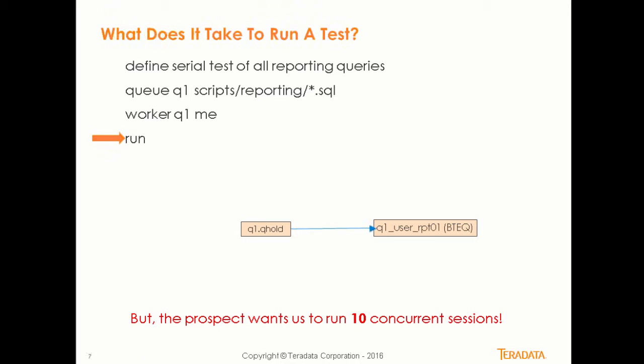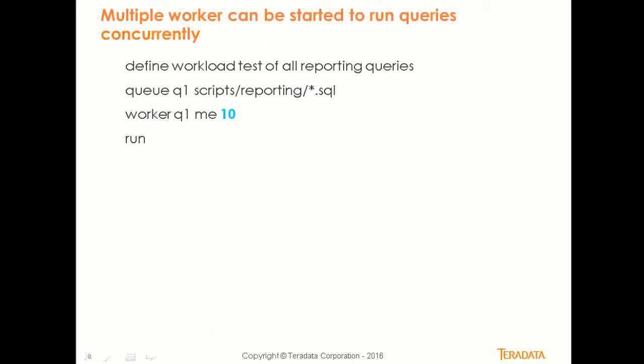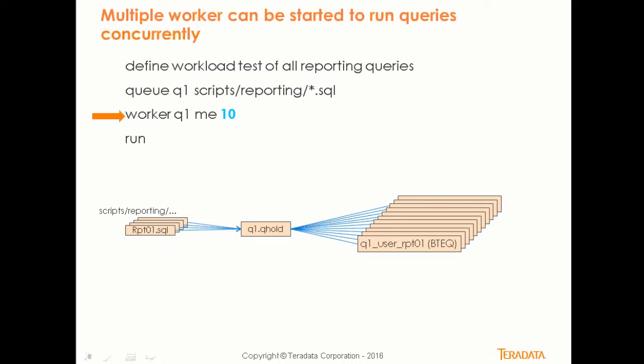But not all tests are that easy. If you need to run 10 streams of queries, just add a repetition count to the worker statement to say how many you want. When the run statement is processed, a master process will feed the next query from the queue hold file to the next available worker until the queue is empty, and then stop the test.